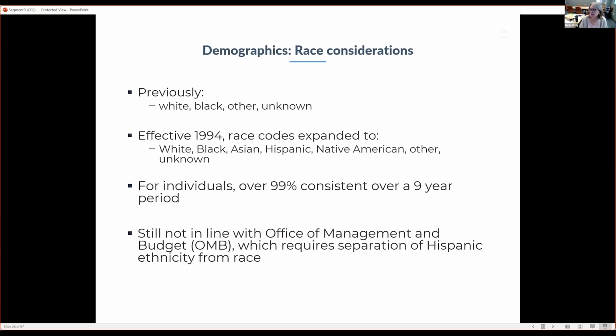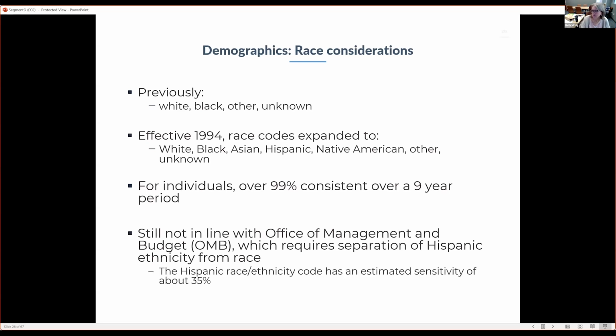I do want to point out that although things can change, we actually did a study where we looked over a 9-year period to ask how consistent the racial identification is, with all of its errors. And we found it to be 99% consistent over a 9-year period. So what that means is it may not be perfect, it may drive us a little crazy, but it isn't changing dramatically year to year. If that provides some assurance, that's at least where we can be.